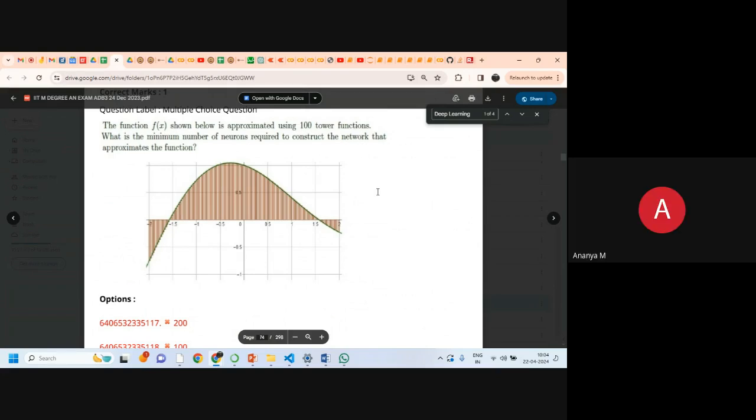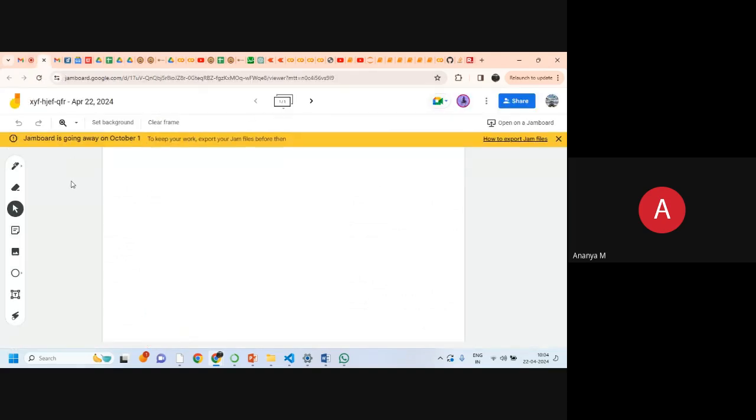From what I remember, for one tower function we need 2 neurons. So if 100 tower functions are there, we need 200 neurons. And then we need a single neuron to summarize everything. So there will be 201 neurons, not 200. This is the case for 2D, but I'm not sure for 3D. Okay, so this was 2D only.